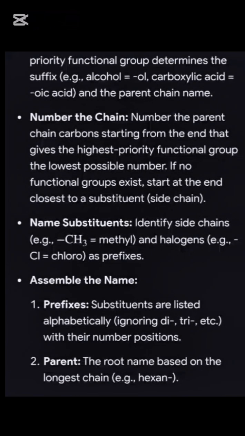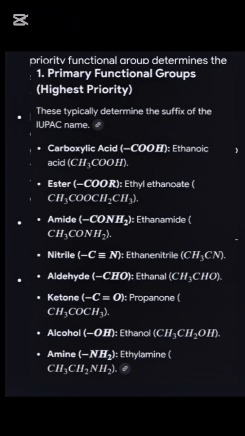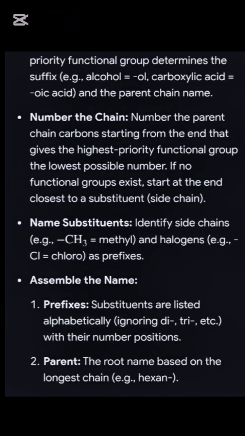The second one is to identify the functional groups. These are the functional groups being displayed now. Once you identify the functional groups, which are alcohol, carboxylic acid, etc., this will stand as the parent chain name. This is the parent name.